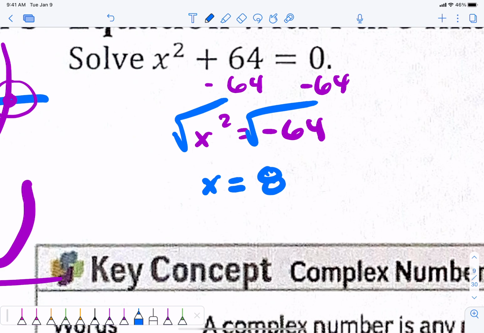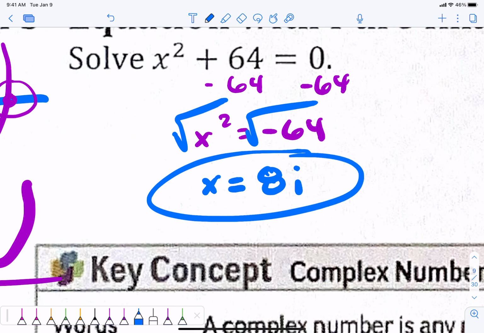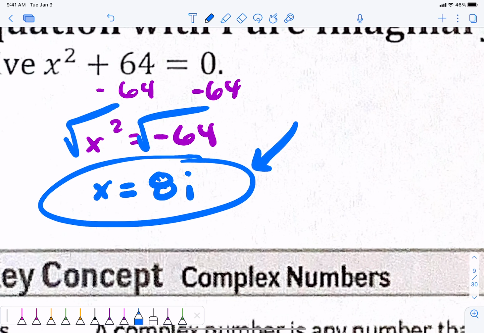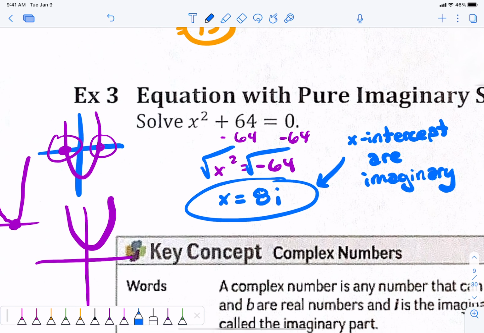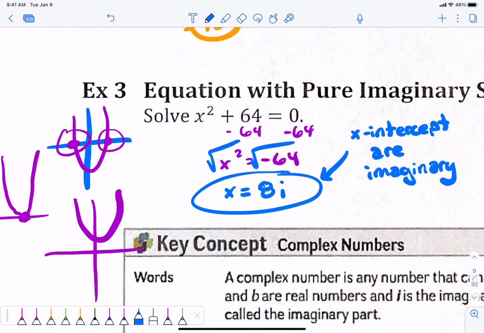The square root of a negative is 8i. So here's what this means. This is saying that the x-intercepts are imaginary. Wait, why did we square root them? If it's not in the original equation, why did we square root them?